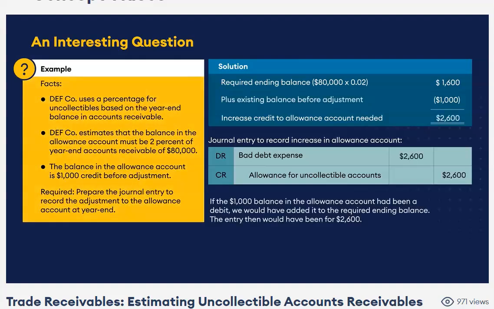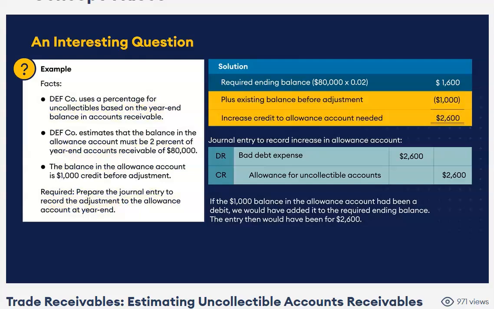It would be a subtle thing to do in an exam question, don't you think? What if instead of saying $1,000 credit balance before adjustment, let's say it had a $1,000 debit before adjustment? It doesn't look like much of a change, but what it means is we're going from an allowance that was actually negative 1,000 effectively, and we've got to get it from negative 1,000 all the way to 1,600. That would result in a $2,600 adjustment.